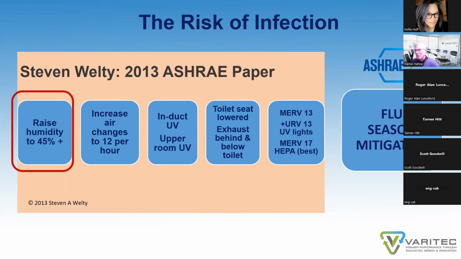But also you might want to increase your air change rates. You might want to increase your outdoor air rate. You might want to apply UVC light technology. You may want to apply as well MERV 13 filtration. A bundled approach to reducing the risk of infection ASHRAE recommends, of which humidity is only one solution.